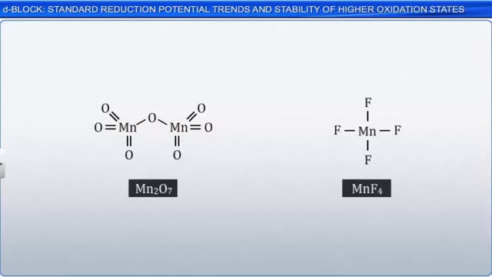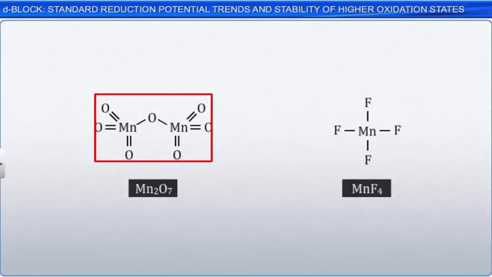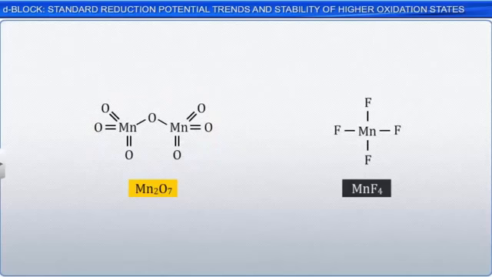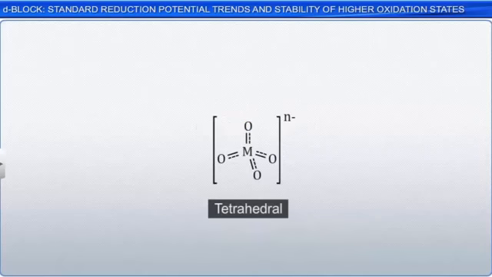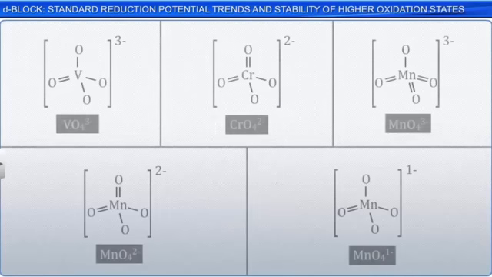This ability can be clearly seen in the covalent oxide, manganese heptoxide. In this compound, each manganese atom is surrounded by 3 doubly bonded oxygen atoms, including an Mn-O-Mn bridge. Similarly, oxygen also forms double bonds in the tetrahedral MO4 n- ions, known for vanadium(V), chromium(VI), manganese(V), manganese(VI) and manganese(VII) ions.